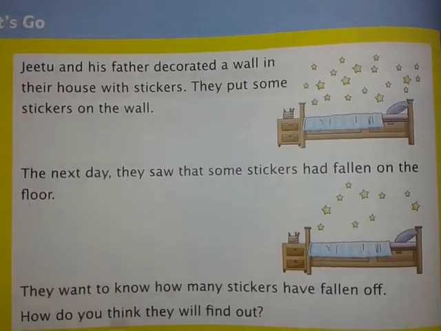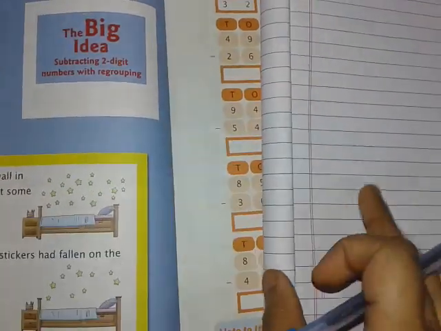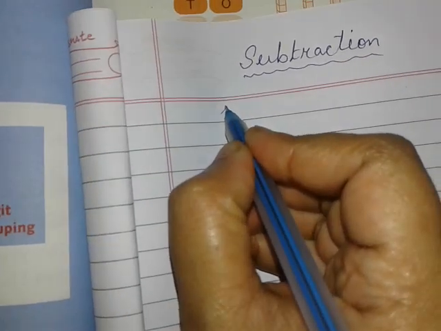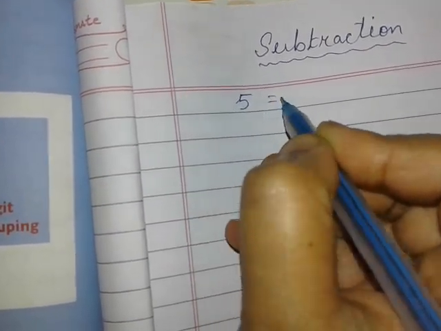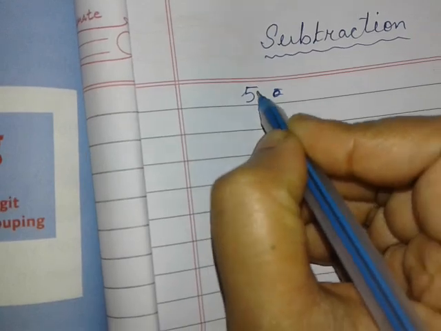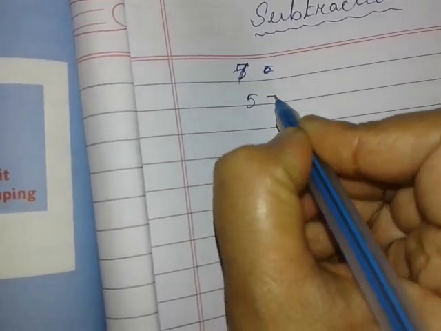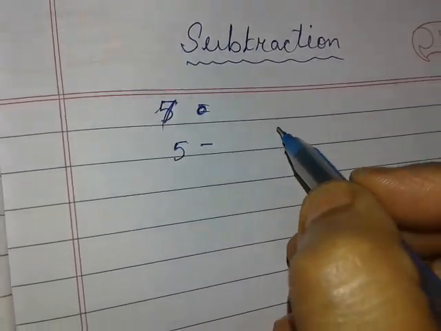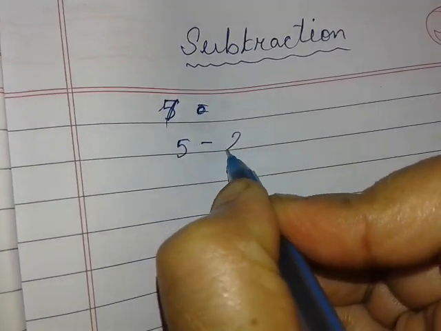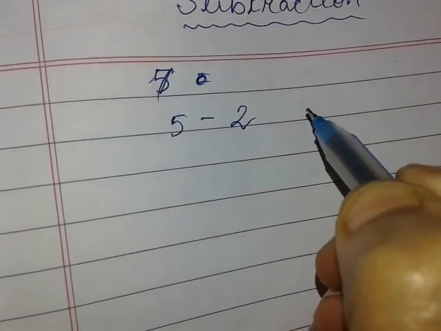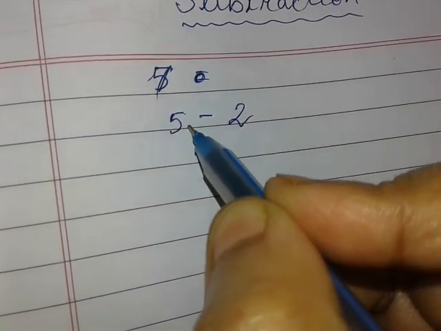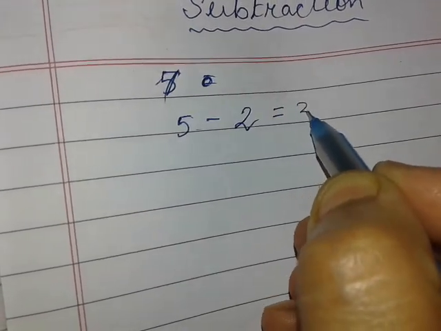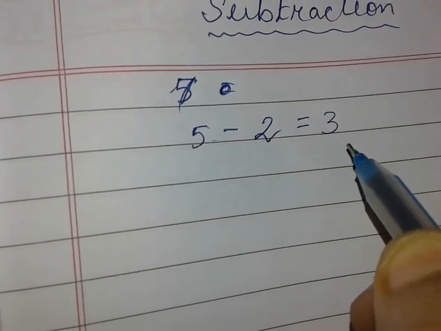We go through some more examples, some more daily life experiences like this. Say, for example, you had 5 toffees in the morning with you. In the evening, a friend comes. Your mother asks you to give 2 toffees to your friend. You have given 2 toffees to your friend. Then how many toffees will be left with you? 5 minus 2 is 3.